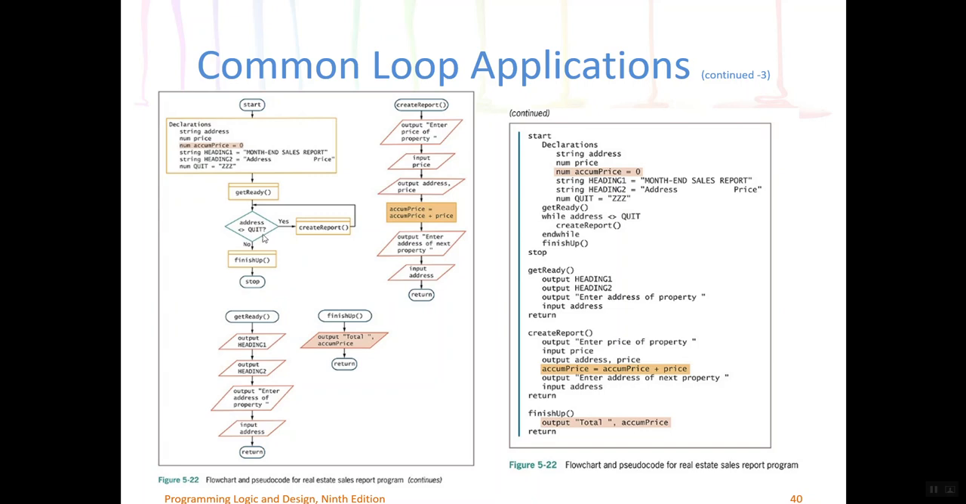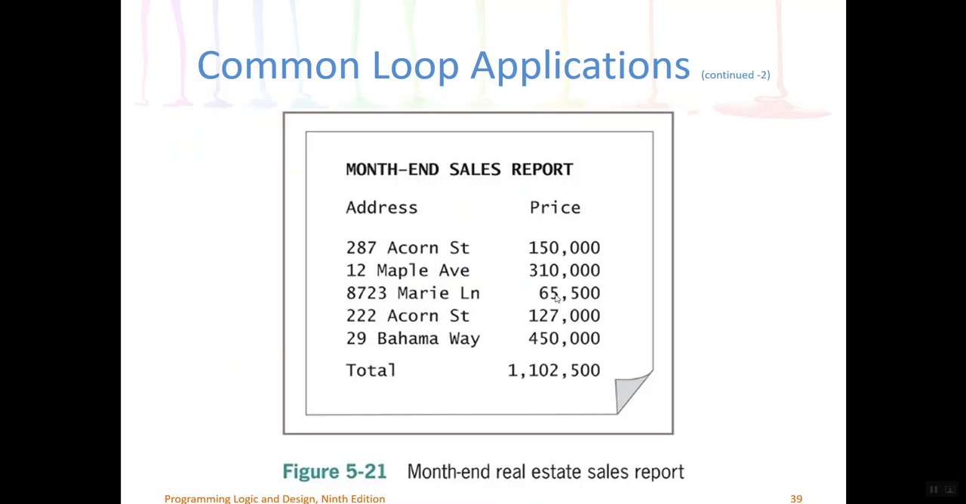So what we have here is a sentinel controlled loop where address is the sentinel value. So we're going to be comparing the address to ZZZ. If the address is not equal to ZZZ, we're going to go ahead and jump over here into a loop that calls create report. Create report goes on to prompt for the price. We've already asked for the address, so we're not going to get that. And then it outputs it. That output line right there is what gives us our output line here.